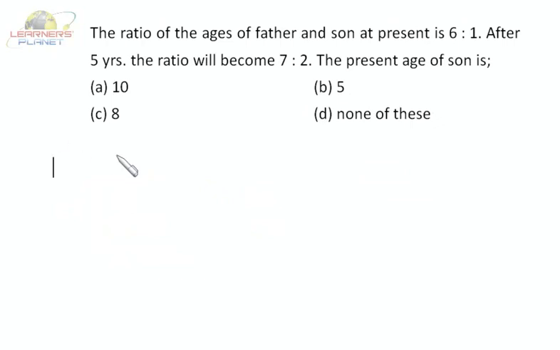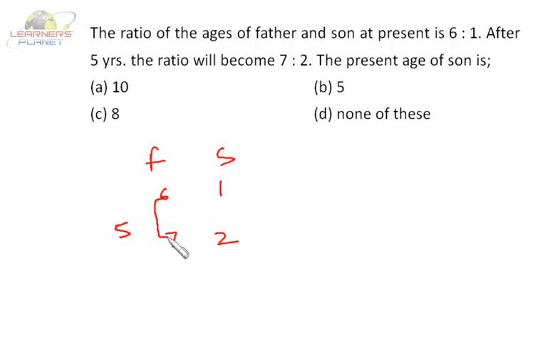Now similarly we can do this problem. The ratio of the ages of father and son at present is 6 is to 1. Father, son, 6 is to 1. After 5 years the ratio becomes 7 is to 2. Now here the difference between the numerator and denominator is 5, and here also it is 5. So we can make the direct comparison.